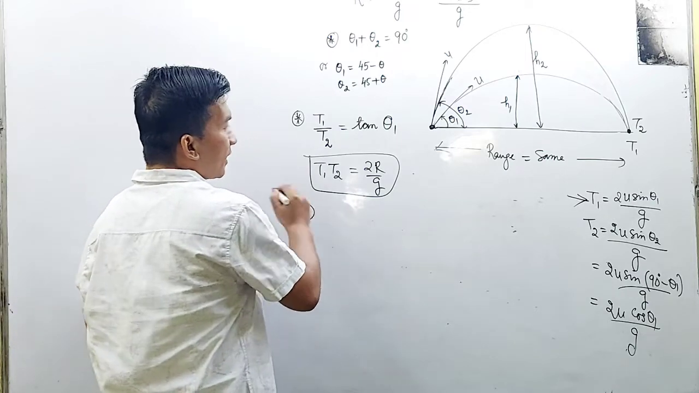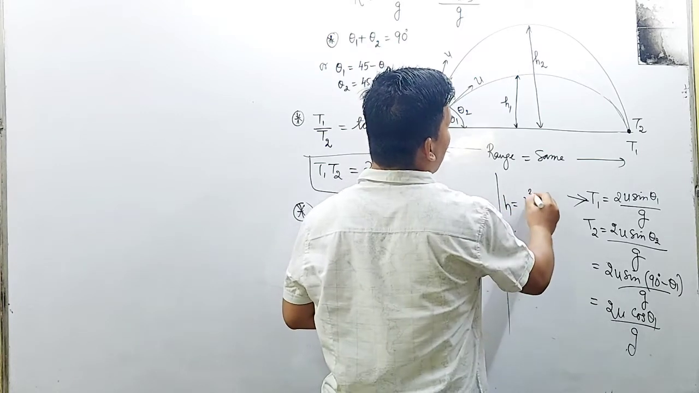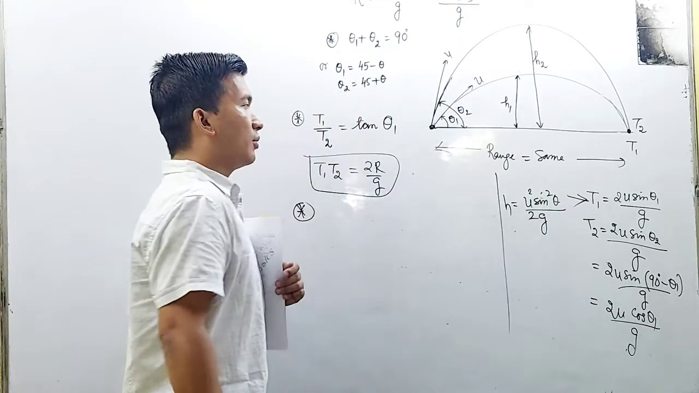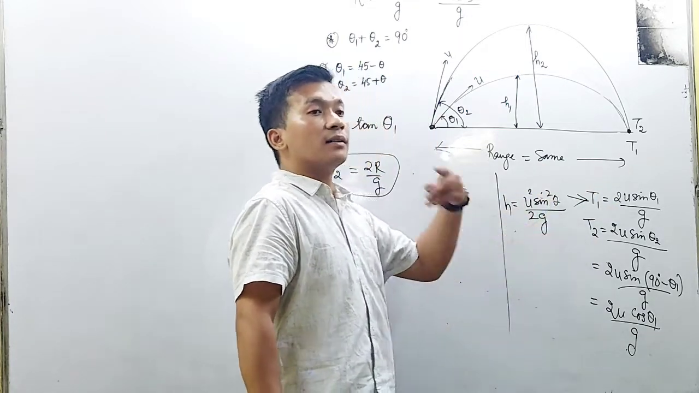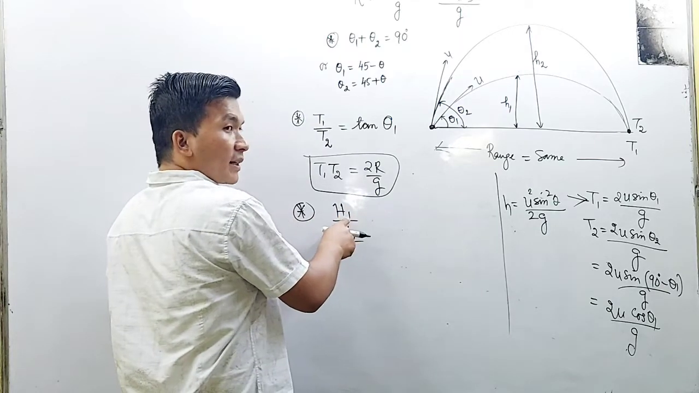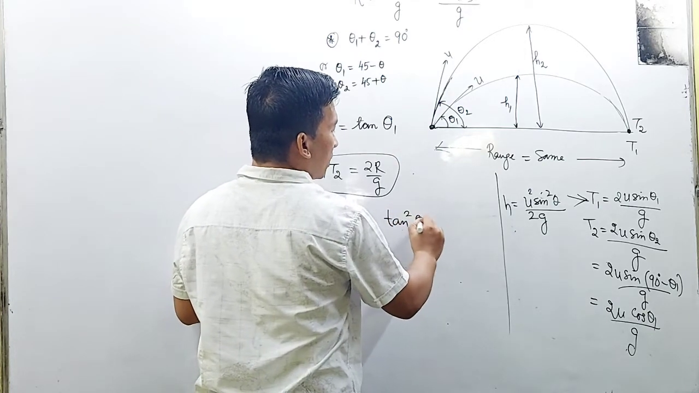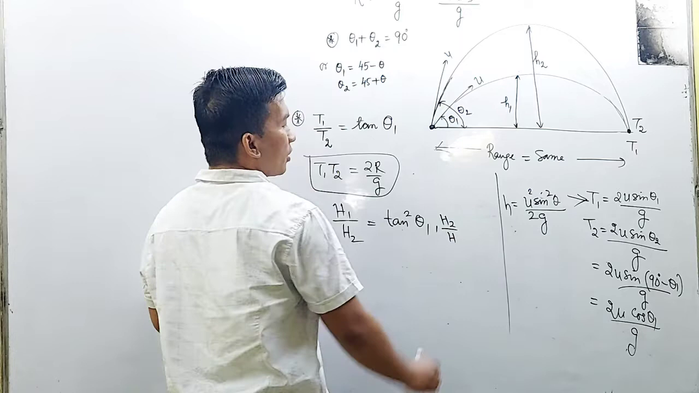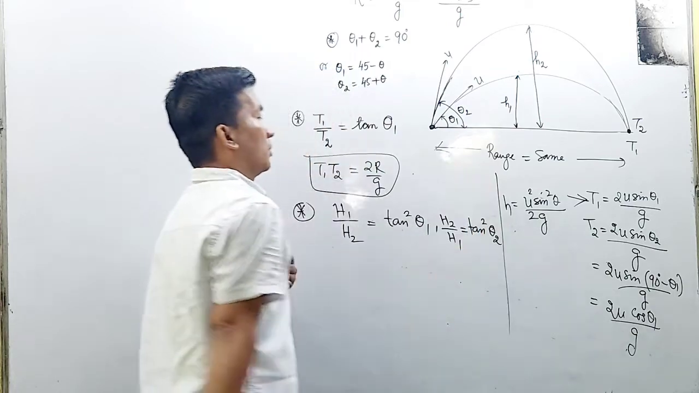Next, what will be the expression for your height? The maximum height will be u square sin square theta divided by 2g. It comes with sin square, so h1 by h2 will be equal to sin square theta1 by sin square theta2. If h2 is taken as numerator, then h2 by h1 will be tan square theta2 by tan square theta1.